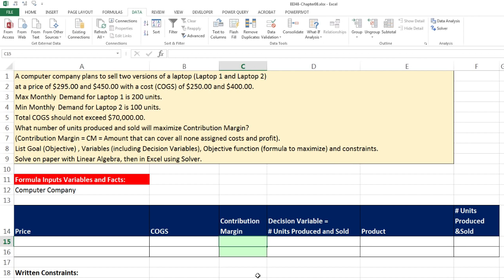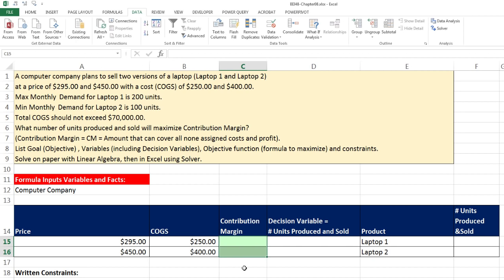Now, I've already set this up a little bit. So I'm going to come here and type product laptop 1. That'll be product 1 and then laptop 2. Now, our price for laptop 1, $295. Cost of goods sold is $250. Our price for laptop 2 is $450 and the cost of goods sold is $400.